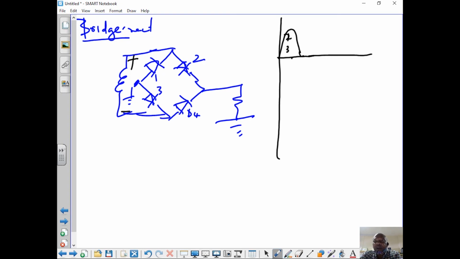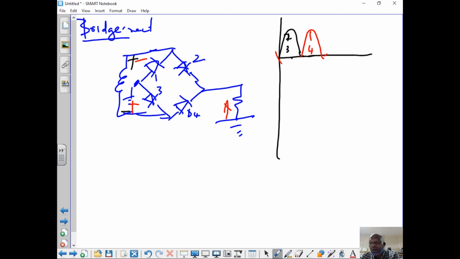During the next cycle, guys, let's have a look. Negative, positive. Which diodes now are forward biased? Look, the negative will forward bias diode number 1, the positive diode number 4. Current will flow from positive here, go in that direction, and that would be your setup. Which diodes are on now? 1 and 4.